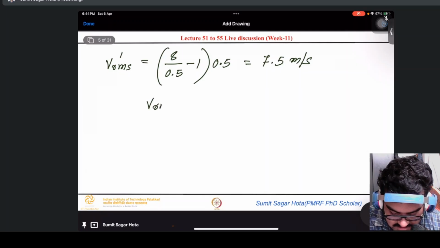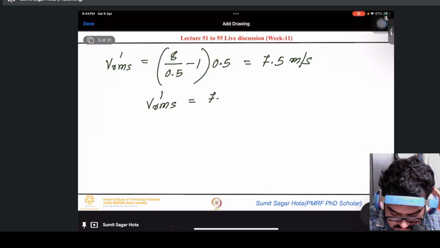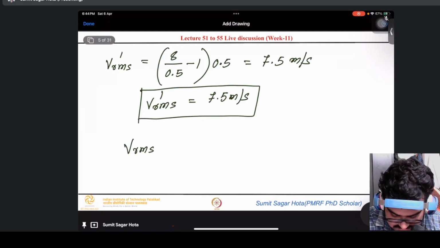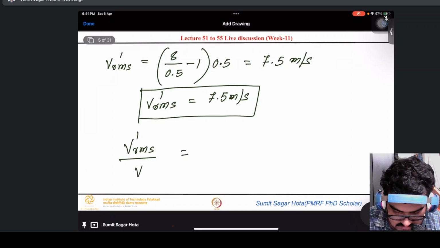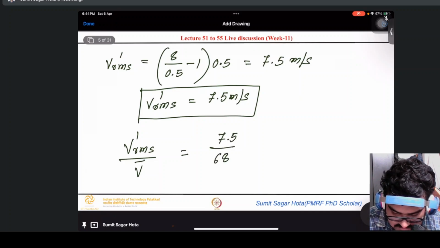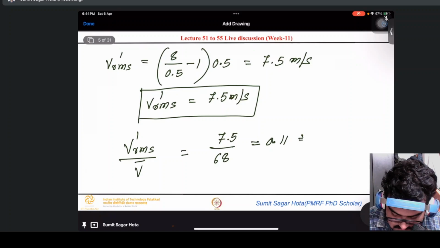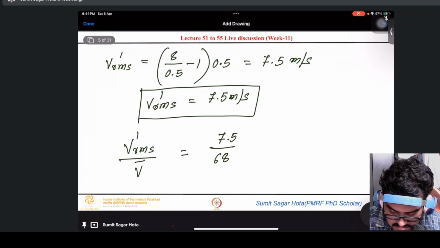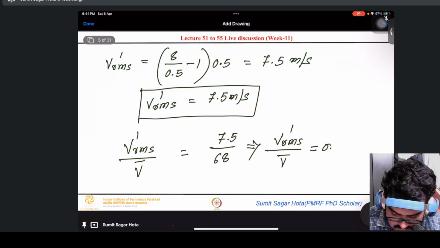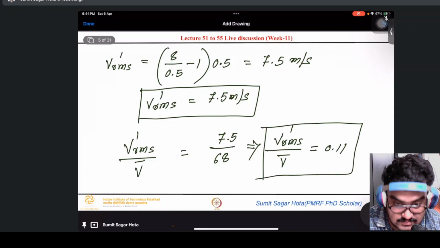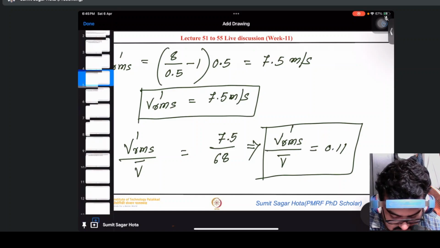So v_rms prime equals 7.5 meters per second. So what is v_rms prime by V bar? It equals 7.5 by 60, which is 0.11. Okay, equal to 0.11. Let's go to the next question.